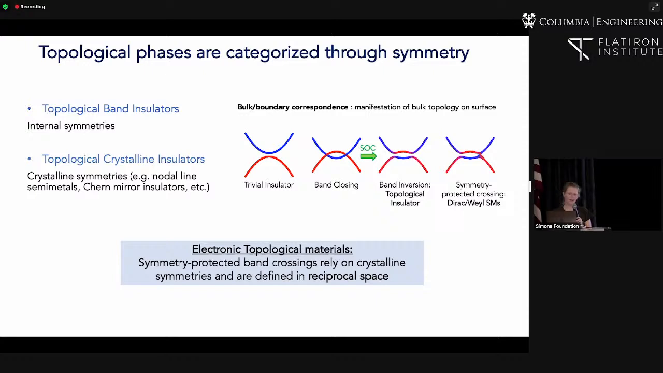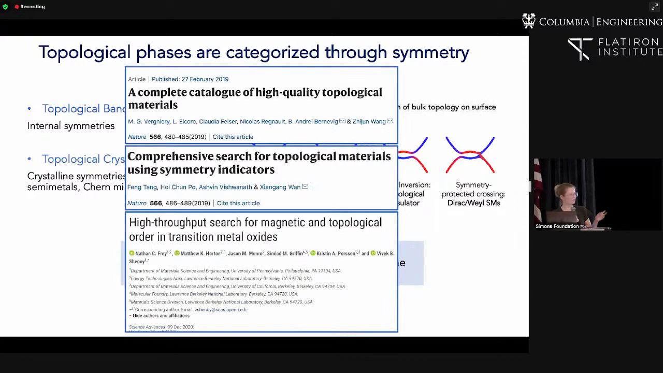And there's been a lot of work on this already. We have these catalogs of topological materials, all of these searches. We got a bit into this last year. We did a high throughput search for magnetic topological phases in my favorite class of materials, which are transition metal oxides. And we were able to find a bunch of new magnetic topological materials that way. Okay, but we're going to forget about that today.